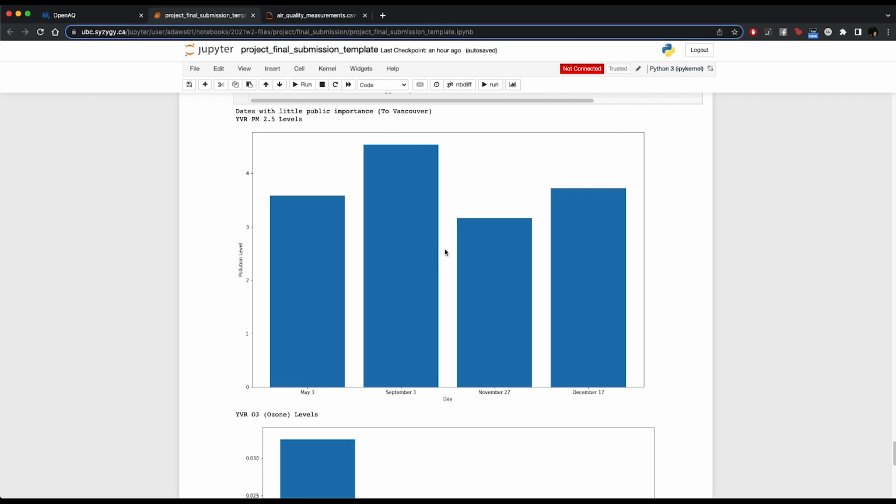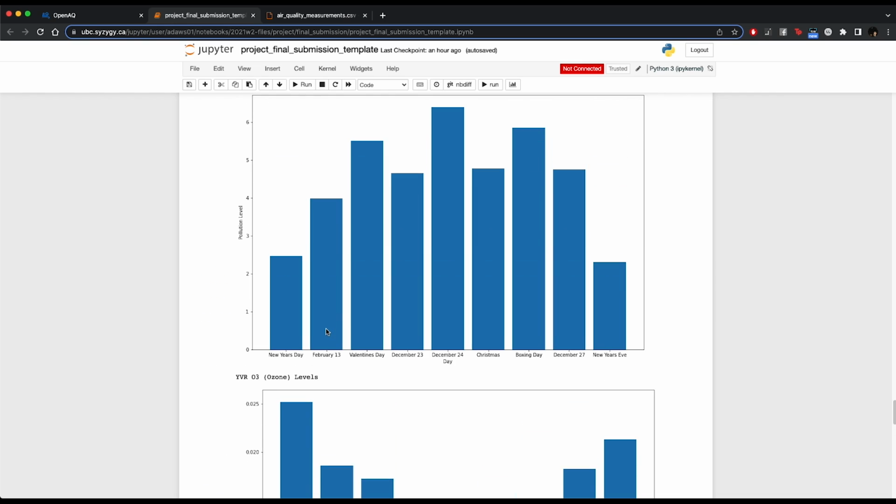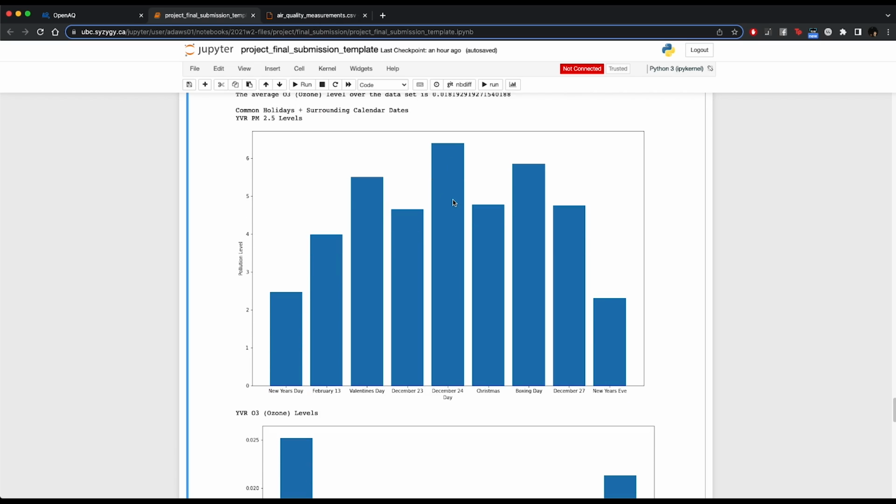Dates that I just kind of qualitatively decided don't have much widespread importance within Vancouver specifically. And so I'm going to talk a little bit about some of the trends that I noticed, some of them that I expected, some of them that I didn't necessarily. So I performed a couple of calculations that calculate the averages just over the entire data set. So we can see that the average for the PM2.5 levels is 5.6, and the average ozone level is roughly 0.02.